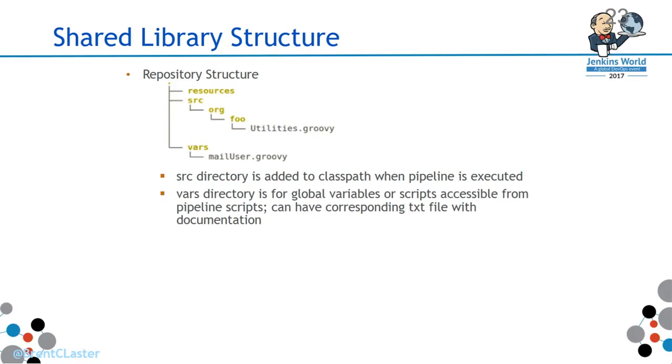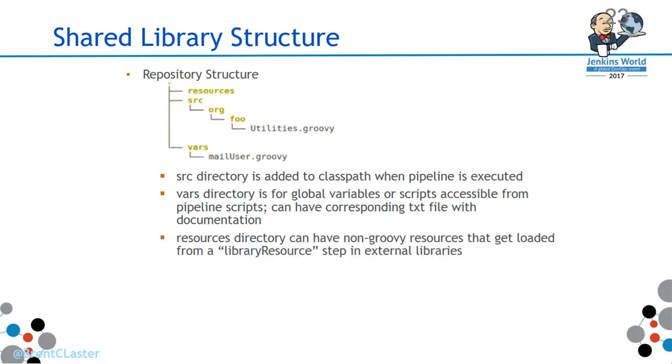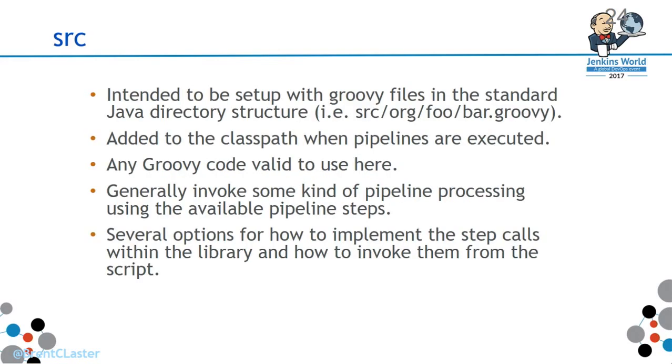Then there's a vars directory. They say it's for global variables. Vars is kind of going to be your utility for everything. You can pretty much put stuff in vars and have it work in declarative, scripted, all that sort of stuff. It's actually a little easier to use than other things. It can also have a corresponding text file with documentation, and we'll look more at that in a minute. The resources directory can have non-Groovy resources, basically data files. You might have a JSON file or other kind of data file you want to pull in.